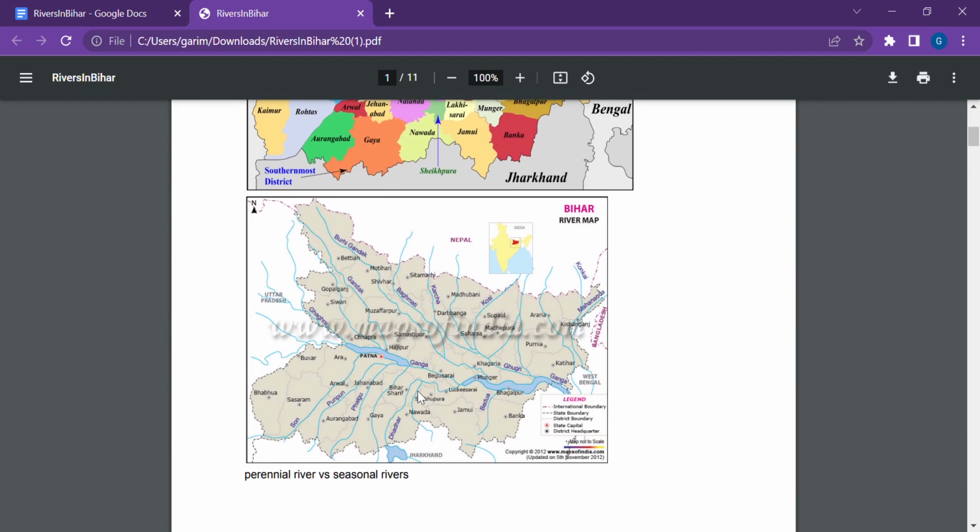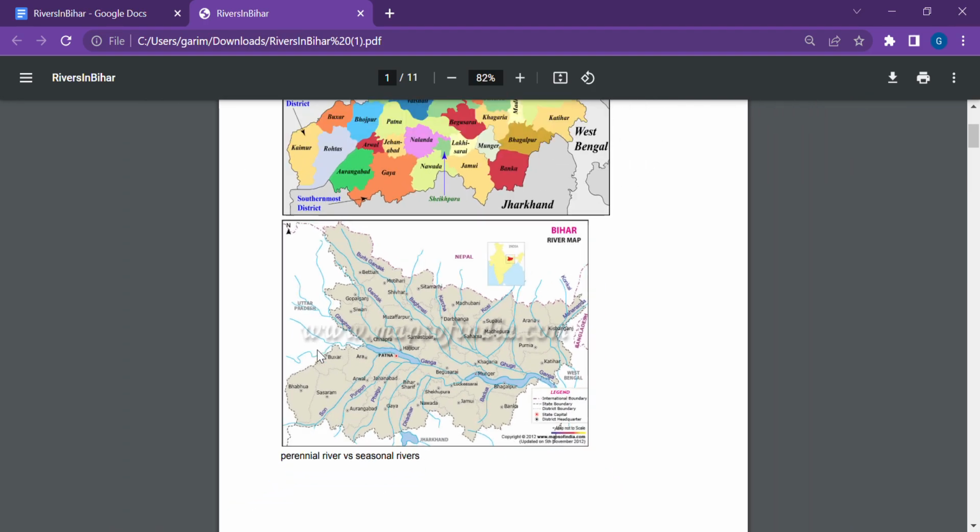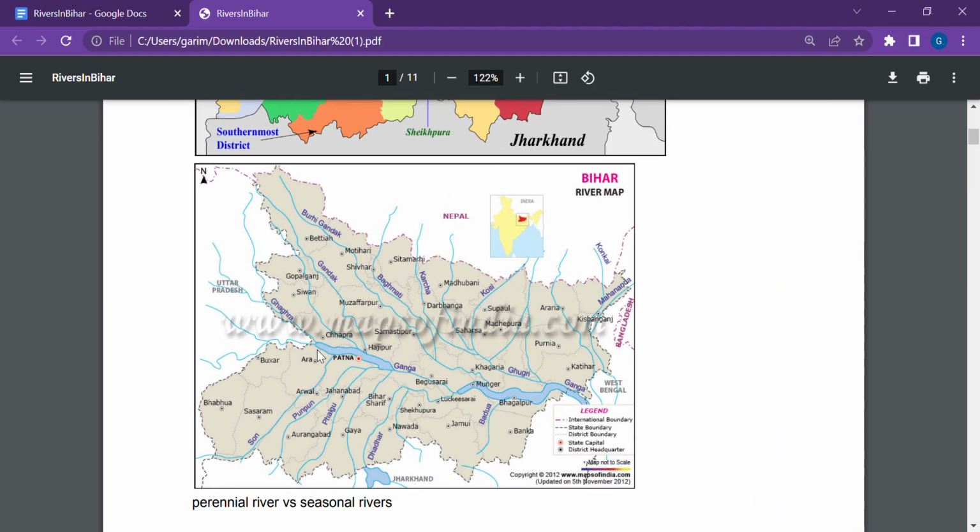Okay. If we look at this part of Ganga, we can see that Ganga becomes wider at the Patna region and also at the Bhagalpur and Munger regions. So Ganga enters Bihar in Buxar, and the place named Chausa is the point where Ganga enters Bihar.